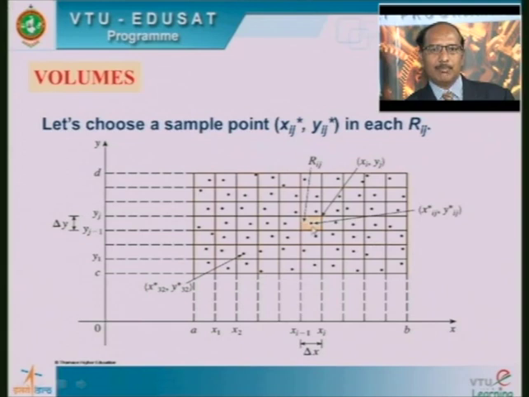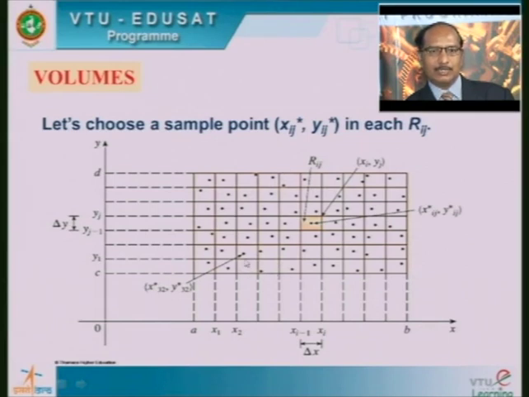That is one sample point. Similarly, you can see how to select the other sample points. This is x32 star and y32 star. How it is selected: in x direction 1, 2, 3, third block it is. In y direction 1, 2. That is why it is 3, 2. All the dots you can denote here. All the dots are the sample points in each of the rectangles.